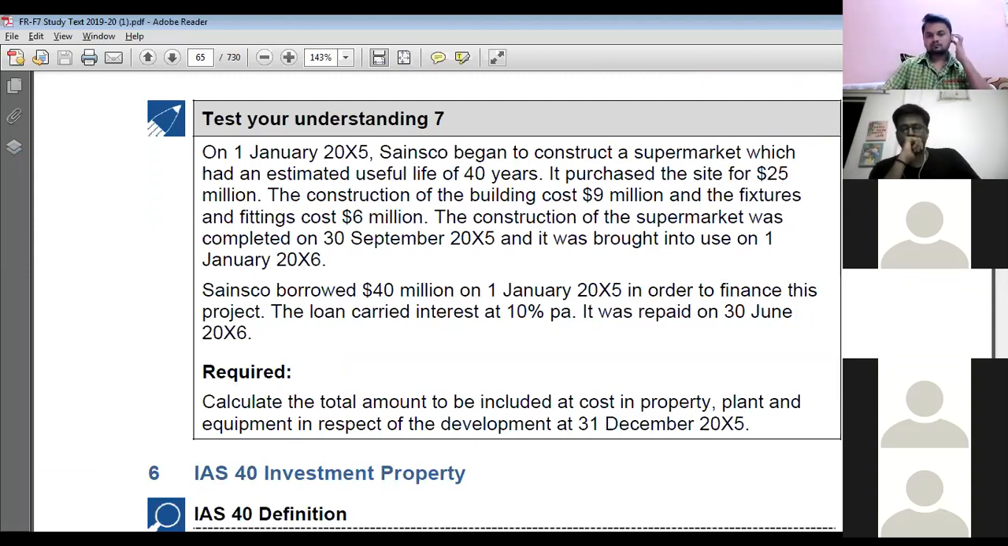Construction of the supermarket was completed in September 2015 and it was brought into use on 1st of January 2016. So, company borrowed 40 million on 1st of January 2015 in order to finance this project. Loan was carried at 10% per annum and it was repaid on 30th of June 2016. So, calculate the amount to be included into cost of property, plant and equipment in respect of development at December 2015.